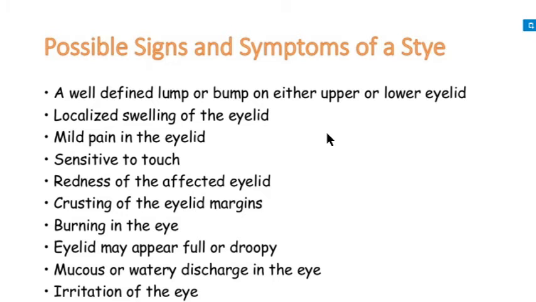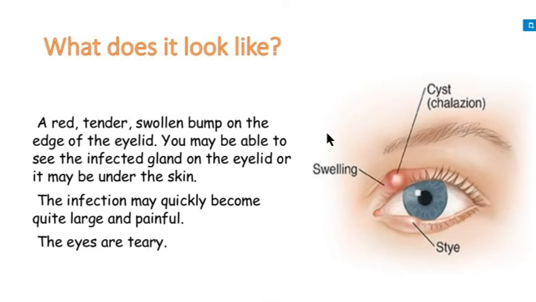I hope you all have seen a patient of stye, right? So this is how it looks like. So this is the picture. You can see a stye on the lower lid. You can see the chalazion, which we will come to later. So it looks like a red tender swollen bump on the edge of the eyelid. So you may be able to see the infected gland on the eyelid, right? So infection may quickly become quite large and painful. So the eyes are teary. So this is one of the basic differences between stye and the chalazion. Stye is usually painful and the chalazion is painless, right? So you need to remember that.